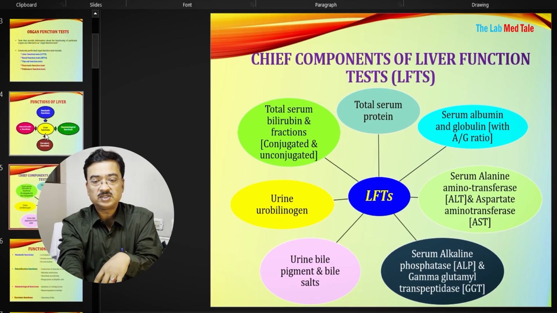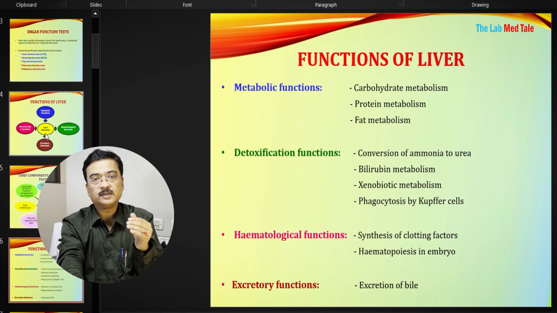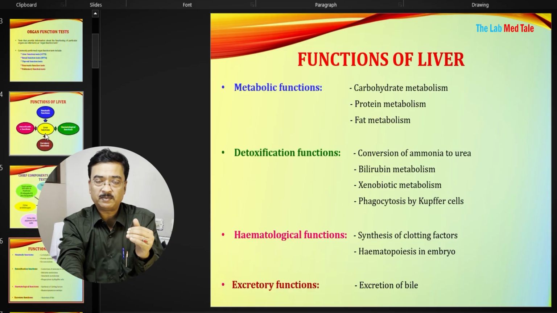So, the functions of the liver as a whole are, first, metabolic functions. As you know, carbohydrate metabolism, protein metabolism, fat metabolism, whatever kind of metabolism it may be, all metabolism is actually cooked in the liver. So the liver is basically the storehouse of all the functions.